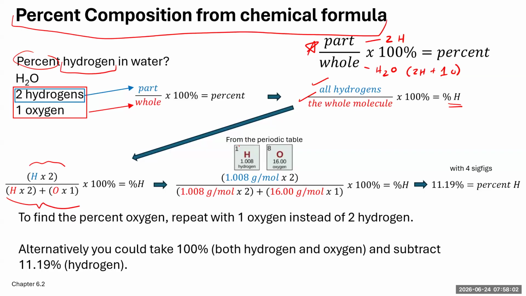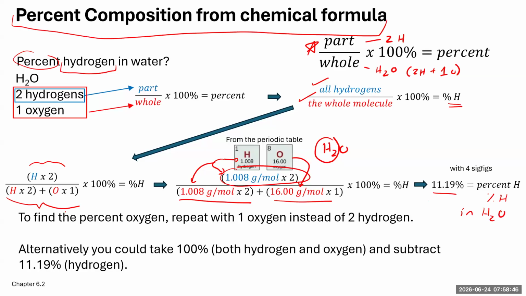And so we find the periodic table, we find the 1.008, we fill those in where the hydrogens are, grams per mole. And then this one we just put down below in the denominator where the oxygens are, right? 2 hydrogens, 1 oxygen, right here are just two hydrogens, right? Because again, the formula is H2O. We're trying to figure out the percent of all of the hydrogens, not just one hydrogen, but all of the hydrogens, right? So you do that math, you get 11.19%, and that gives you your percent hydrogen in water.